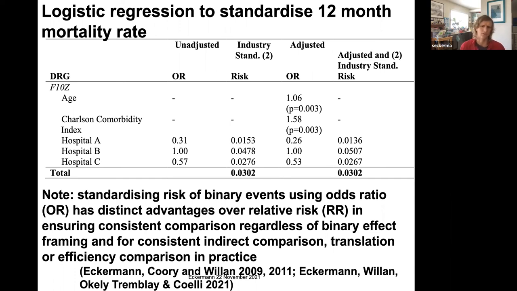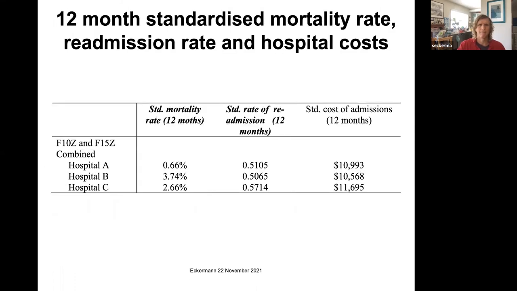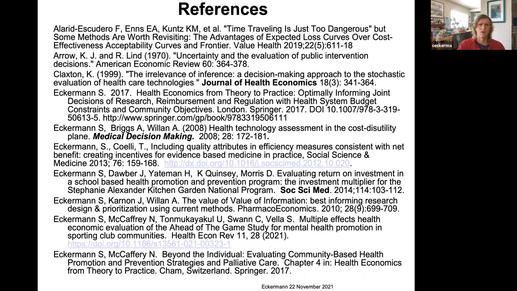And that's what I showed in Eckermann, Coelli and Willan, 2009, 2011, and then most recently in comparisons of efficiency in practice in Eckermann, Willan, Oakley, Tremblay and Coelli, 2021. Anyway, I'm putting that in because these are the kind of methods that you'd need to do it robustly and have consistent estimates. We can use all these nice flexible methods, but you want to make them robust. Okay, and those are the comparisons we get when we've standardized across the three hospitals in that particular example.